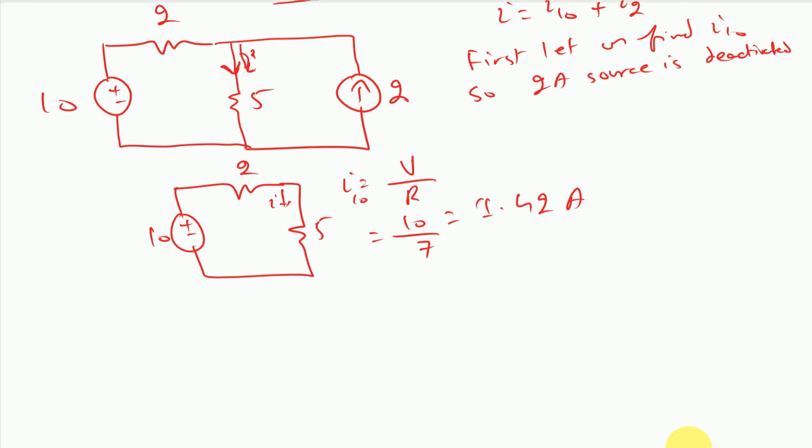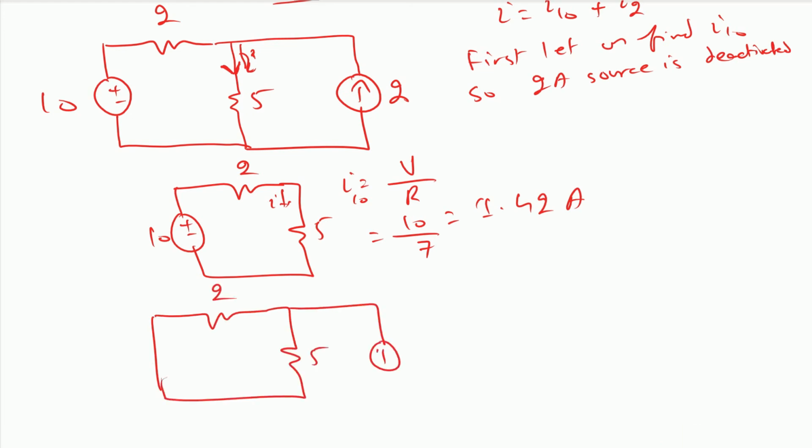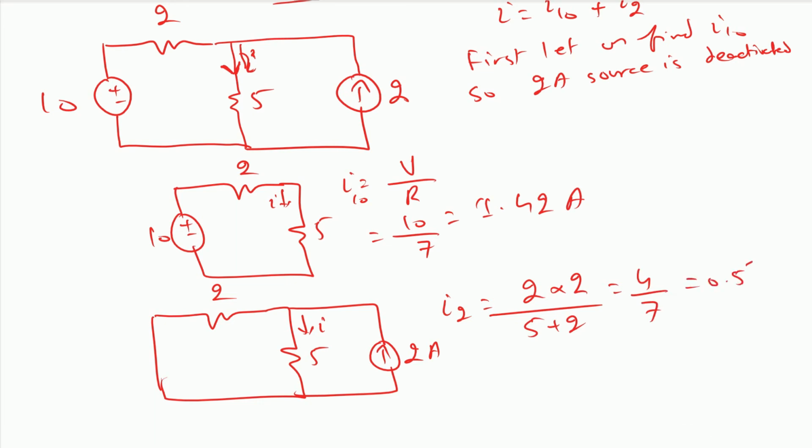To find out what is the value of I2, we will short circuit this voltage source to deactivate it. So the resistance here is 2, this is 5, and here we have this 2 ampere source here. So we want to find out what is the current here. That can be calculated using the current divider rule. So current divider rule states that this is 2 into 2 divided by 5 plus 2, and that is 4 by 7, that is equal to 0.57 ampere.